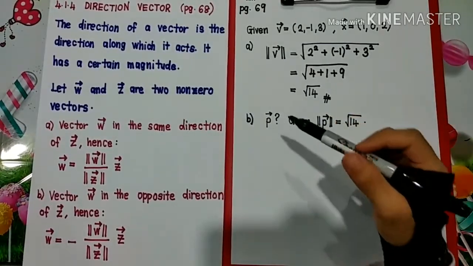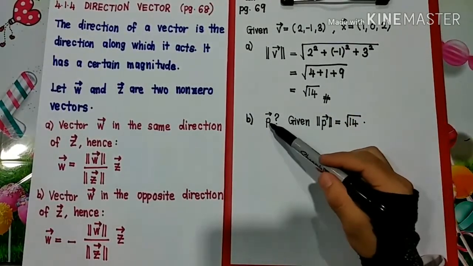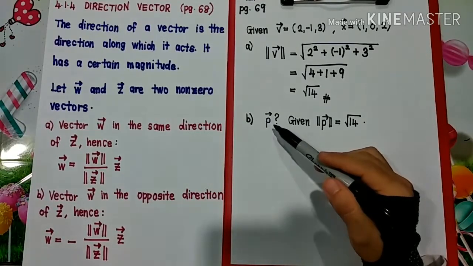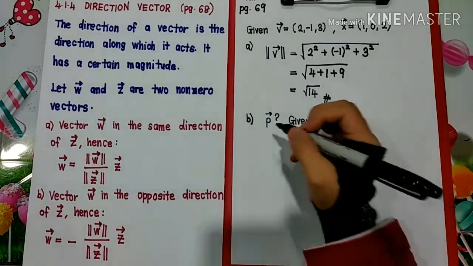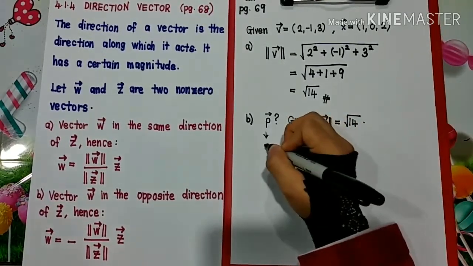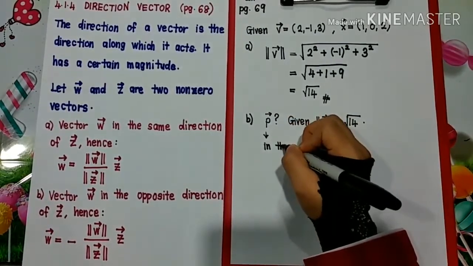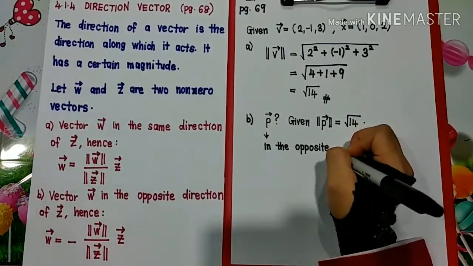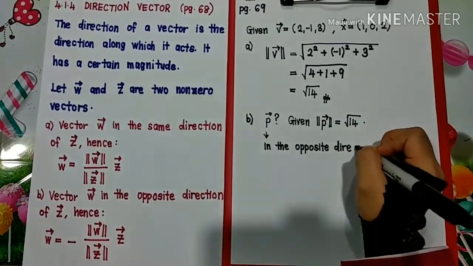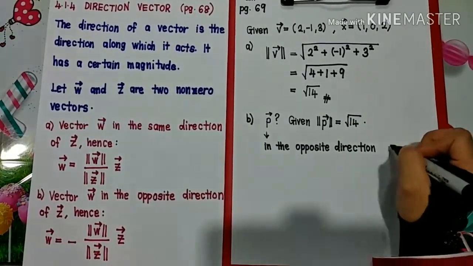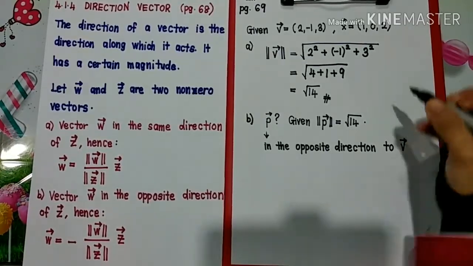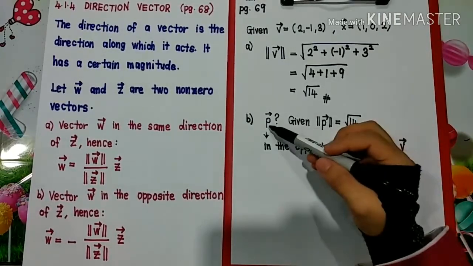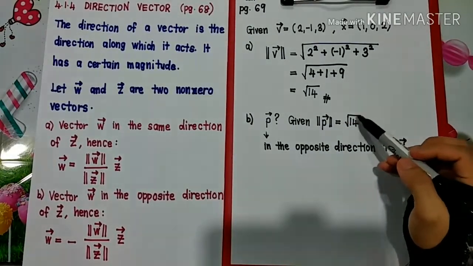Next, B. Right, find the vector P. Okay, so that means we need to find the vector P here that is in the opposite direction to V. Alright, so P here is a vector in the opposite direction to vector V. Right? So V is given here, and the magnitude of P is equal to square root 14.